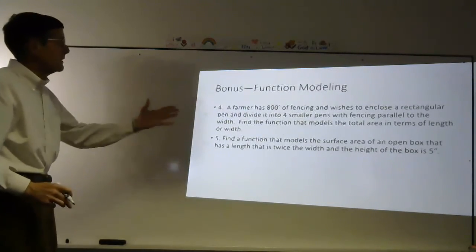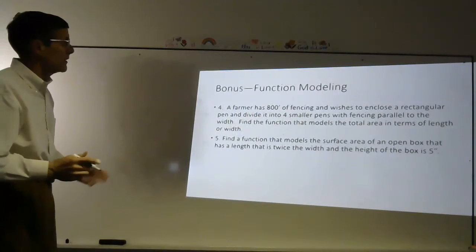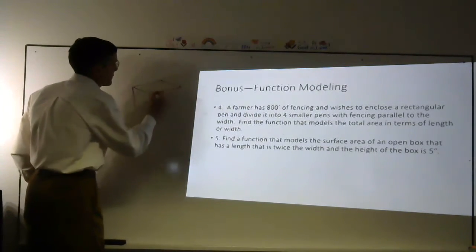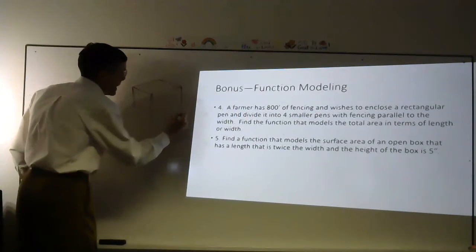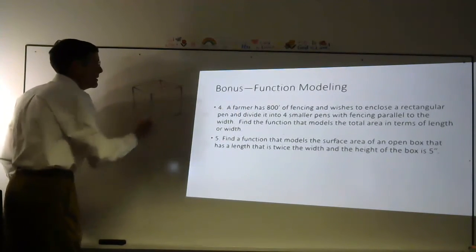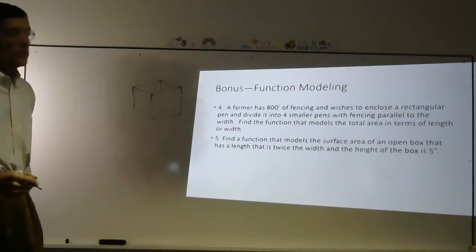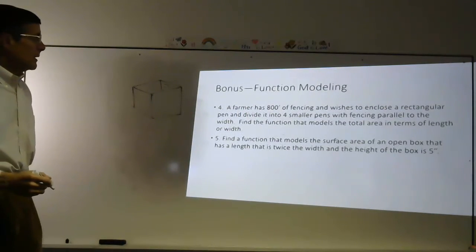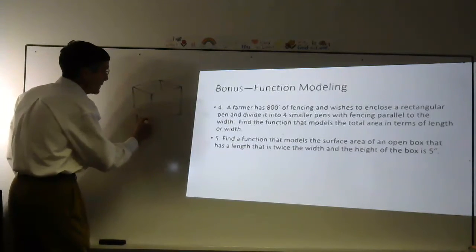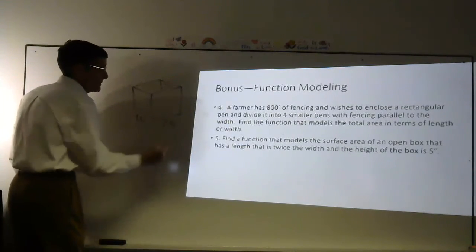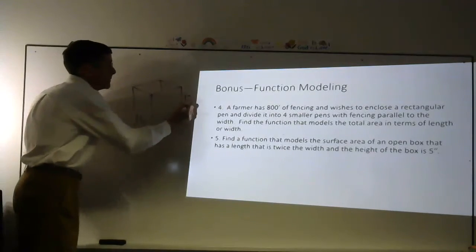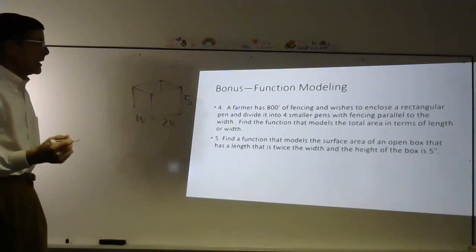Last problem. Find a function that models the surface area of an open box. Okay, so let's draw a picture. We have a box that is open. It means it does not have a lid on it, and you can see down inside from the top. Length is twice the width. Which one do you know the least about? Width. Length is twice that. Okay? And the height of the box is 5. Find a function that models surface area.